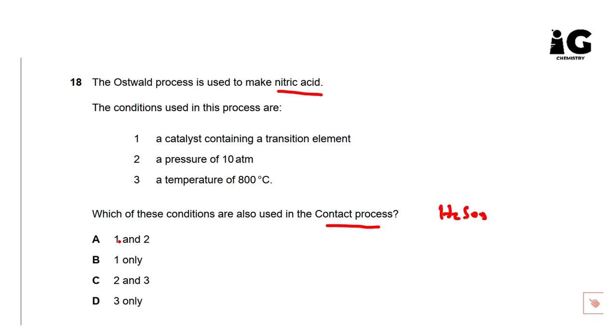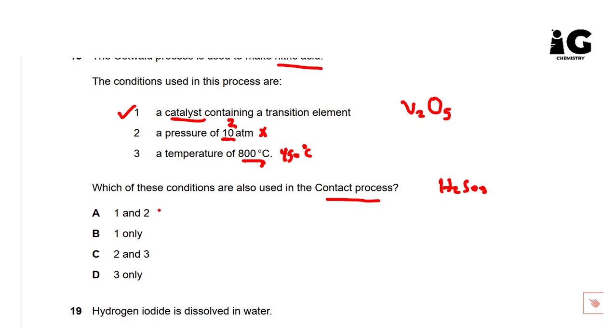In making sulfuric acid, yes, we need a catalyst. If you remember, the catalyst was V2O5, vanadium pentoxide. A pressure of 10 atmospheres is not correct because it's actually only 2. A temperature of 800 is really high, because if you remember, it was 450 degrees Celsius. So 2 and 3 are wrong, and only the first one is true. So here we need B, which is 1 only.